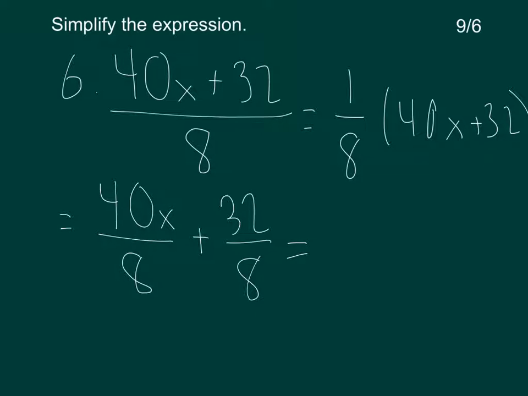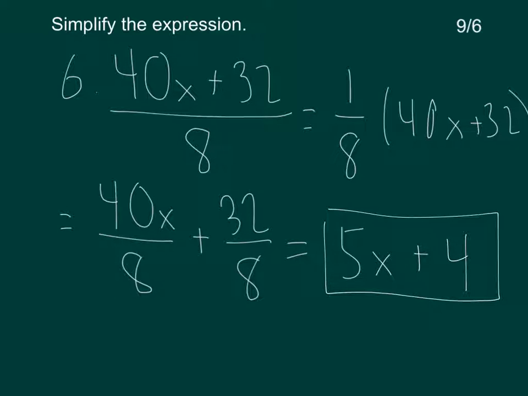So 40x over 8, you have 40x divided into 8 parts. You get 5x. And then for the second part here, 32 divided by 8 is 4. So there's our answer, 5x plus 4. That's the simplified expression.